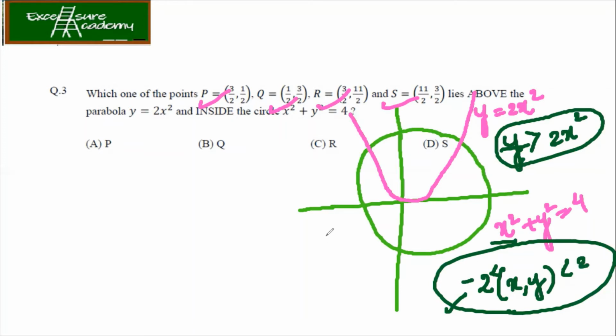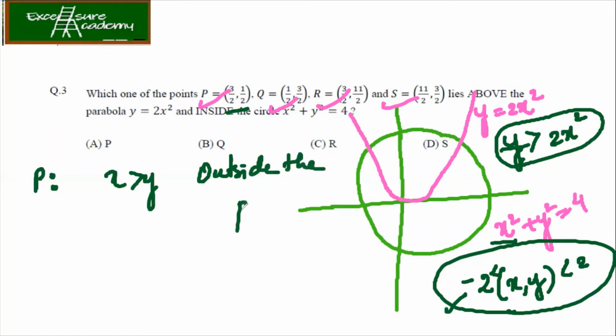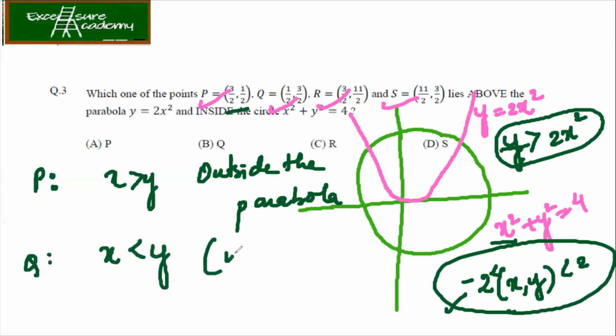Now let's see for P, what is given? 3 by 2 and 1 by 2. So here we know that x is greater than y. So what does it mean? It is going to lie outside the parabola. Okay. Then we have Q. What is given? 1 by 2 and 3 by 2. Here your x is less than y. So it is lying inside the parabola.